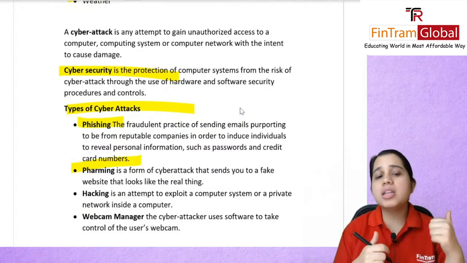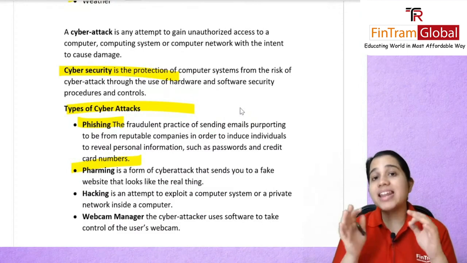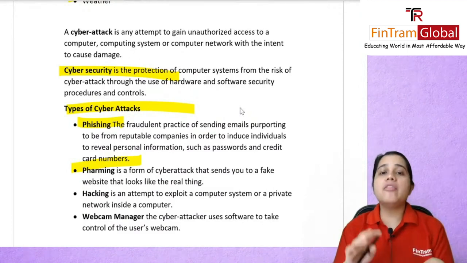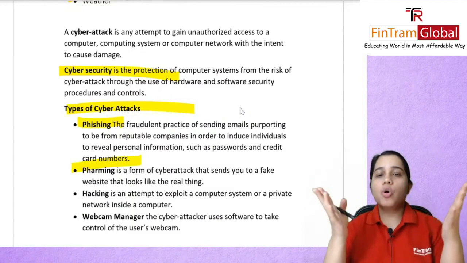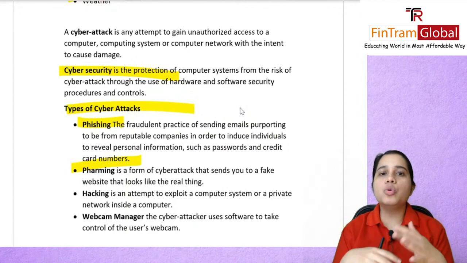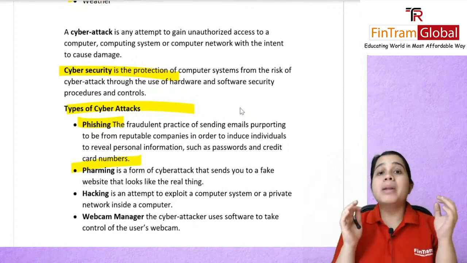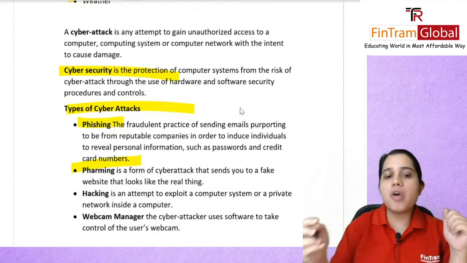You have pharming, a form of cyber attack that sends you to a fake website that looks like the original one. So maybe on Google I type Citibank and click on a link and a web page opens. I think this is actually the web page of my bank. I start putting in my ID and password. But actually, that was a fake website. I was redirected to that. So that is your pharming.